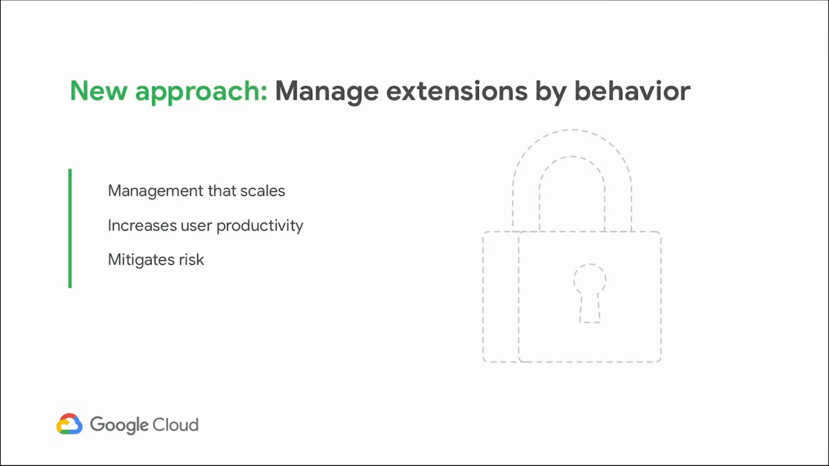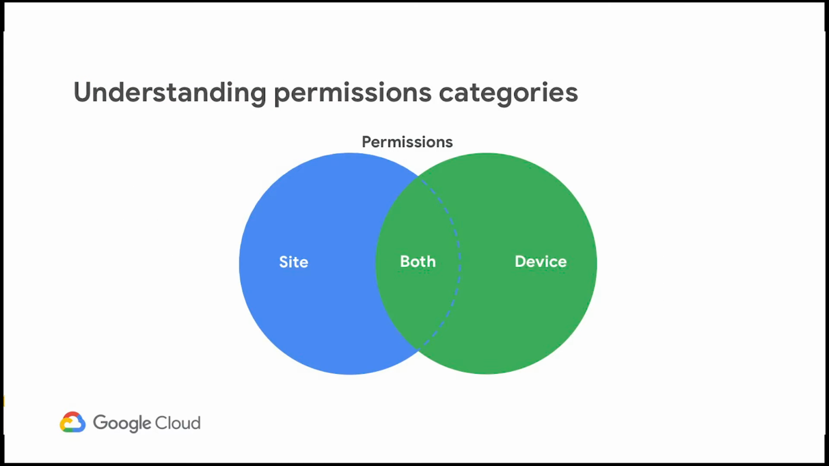So before we talk about managing by permission, we need to understand what permissions really are. To limit the risk to users, extensions must declare which sites they're going to interact with, as well as the risky actions they may take. And they do this by requiring developers, when they're making the extension, to declare permissions. Depending on what the extension does, some have site permissions, some have device permissions, some have both. And it's the combination of these two that covers most of the risky actions that an extension can take.